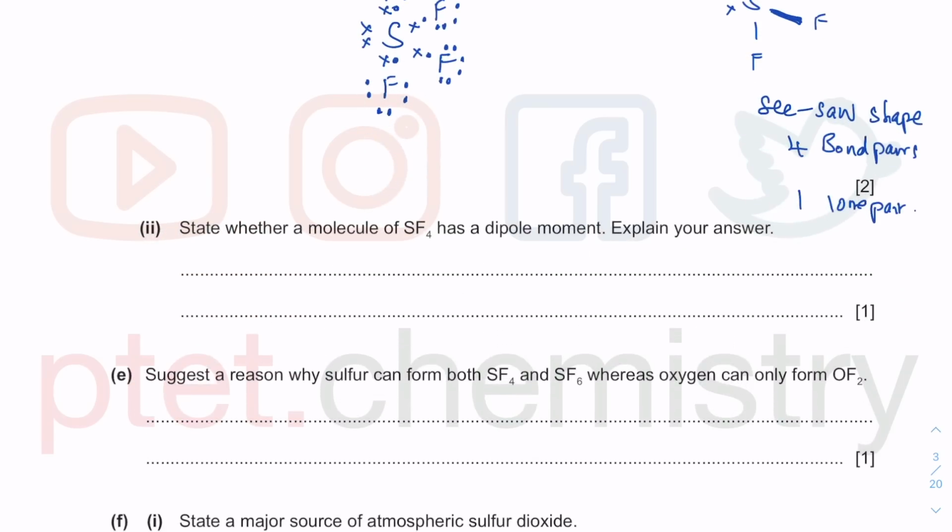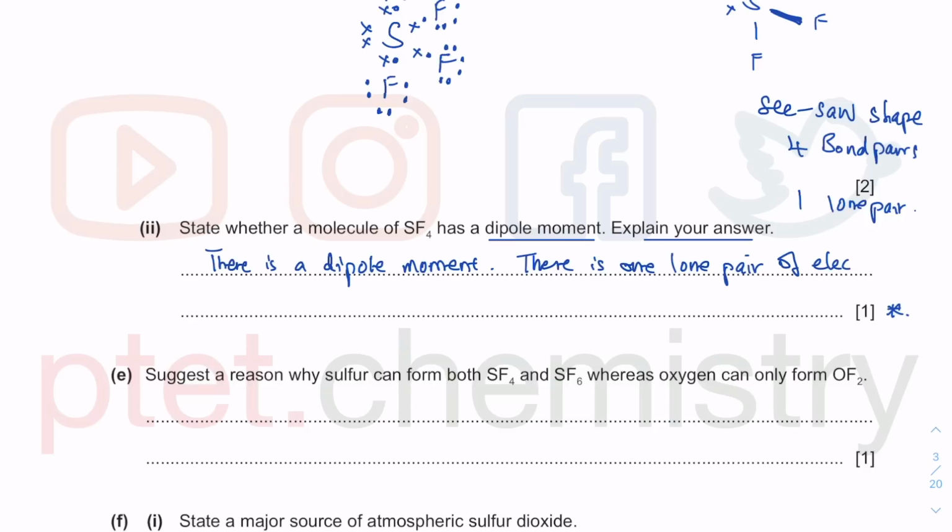State whether a molecule of SF4 has a dipole moment. Explain your answer. So this is only for 1 mark. So it is indeed polar. It is polar, so there is a dipole moment. The molecule is polar because there is 1 lone pair of electrons on the sulfur. And this results in dipoles that do not cancel out. This results in unequal distribution of charge. So that means the dipoles do not cancel out.